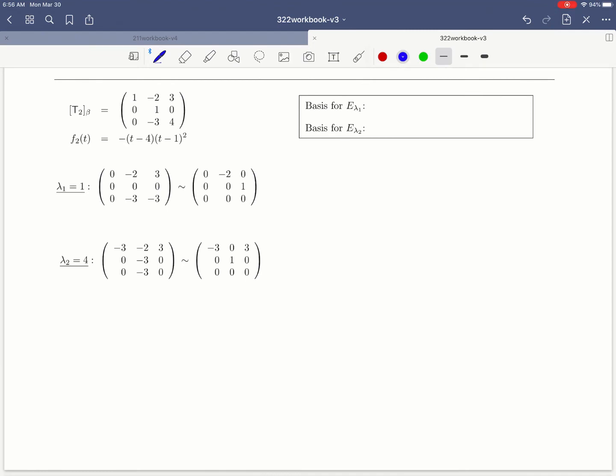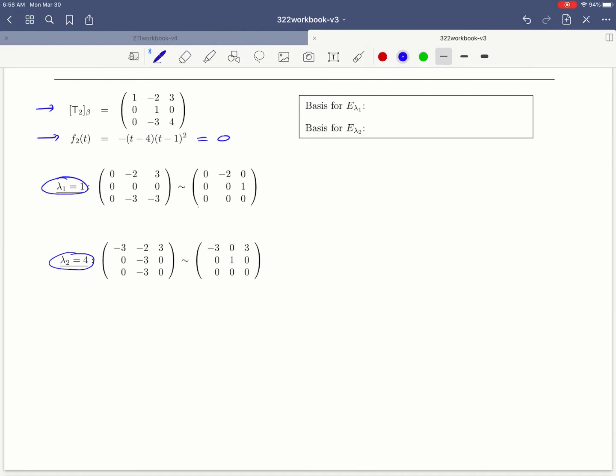Okay, same starting point as before. This time we've got a new linear transformation T2, and they've given us its matrix. They've gone ahead and calculated the characteristic polynomial, and we can look at that and see what our two eigenvalues are by setting that equal to 0. We're going to get the same two numbers that we did before, 1 and 4.